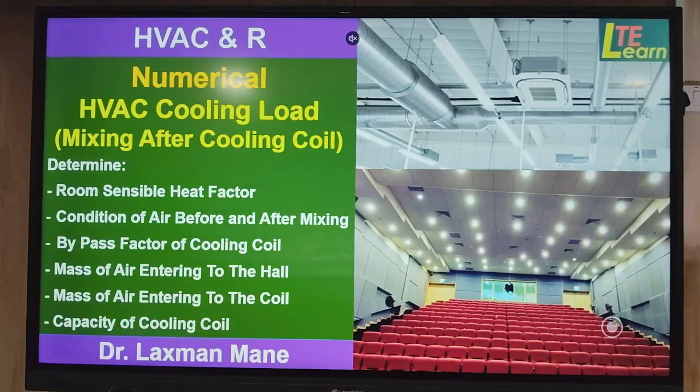Greetings and welcome. In this session, we will see how to solve a numerical on HVAC cooling load for case 2, that is mixing after cooling coil. In this numerical, we will find the different parameters like sensible heat factors, condition of air before and after mixing, and masses of fresh air and return air along with capacity of cooling coil. So let us see the statement given.